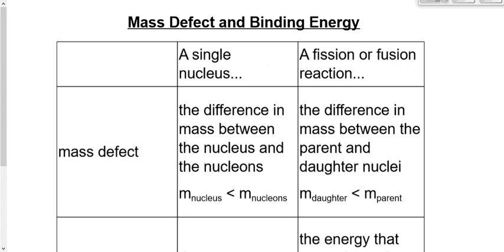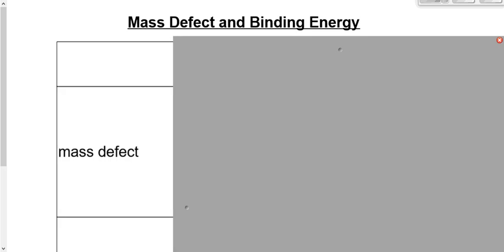Today I want to take a look at a couple of new terms and use those terms to describe the energy that's released in the reaction, to calculate, in fact, the energy that's released in the reaction. Let me first define mass defect.